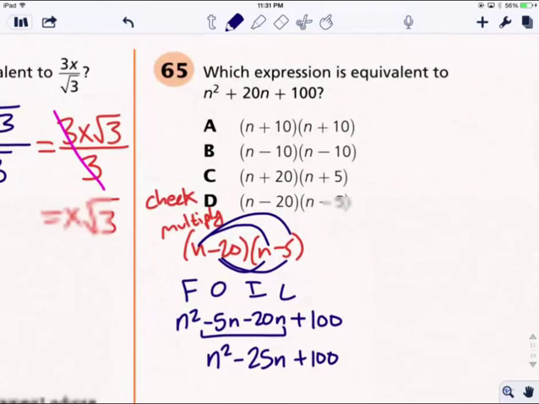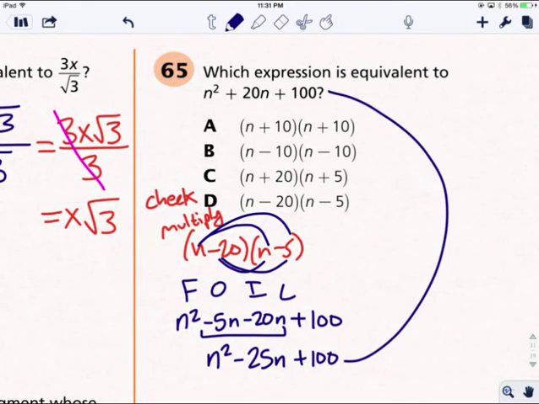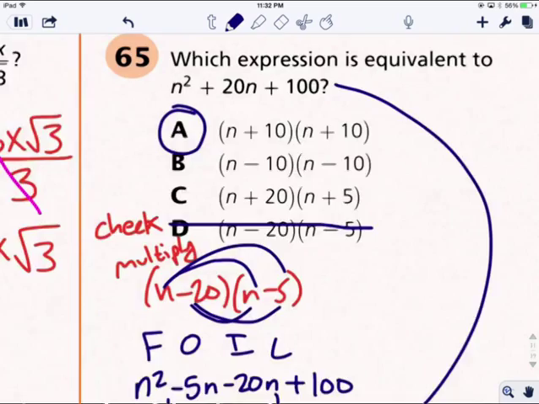Is that equal to the original expression? Why, no, it is not. So D is not correct. And you could do this for the rest of them, but it turns out that the correct answer choice will be A if you multiply that out.